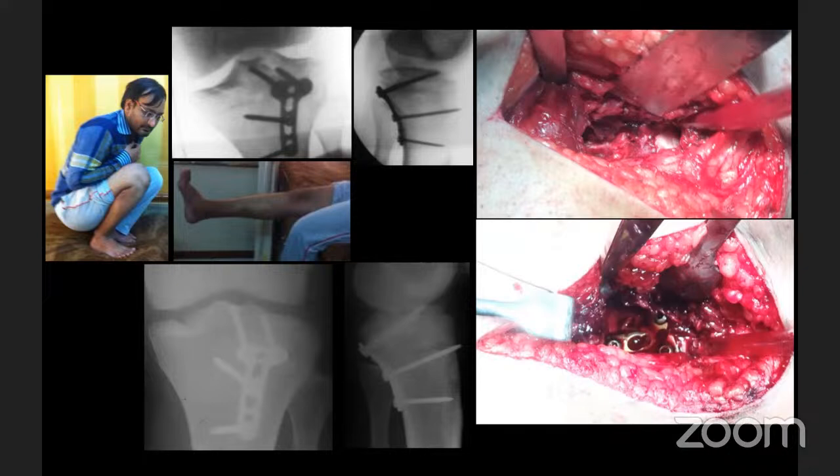How often do you have to do a fibular osteotomy if the whole depression is way behind the fibula? Sir, as far as possible, I avoid the fibular osteotomy.